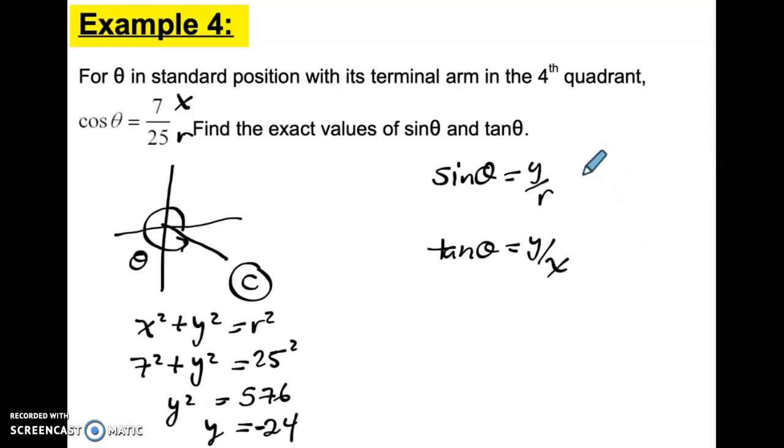So sine theta is y over r, so it's going to be negative 24 over 25. And tan theta is y over x, so negative 24 over 7. Okay. If we hadn't noticed that the negative should be on the y, then you would have gotten positive answers for sine and tan, but this is the cosine quadrant, so we know that only cosine can be positive, so the other two had to be negative in the end.